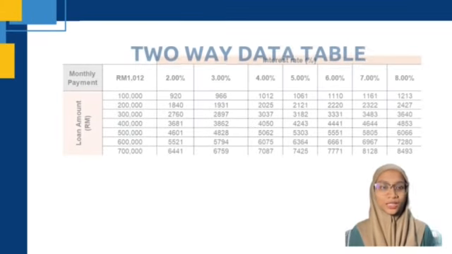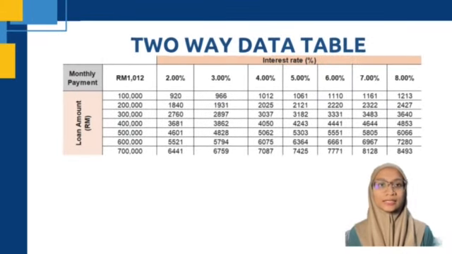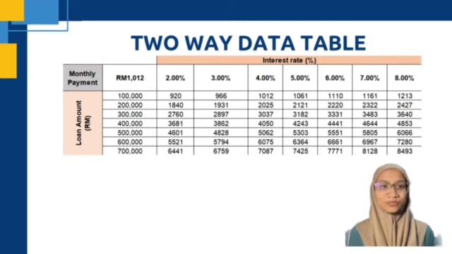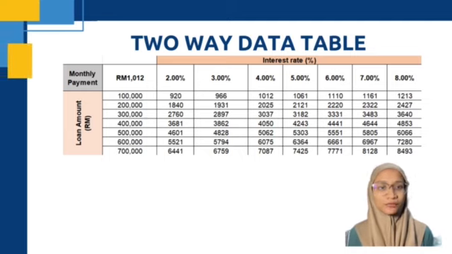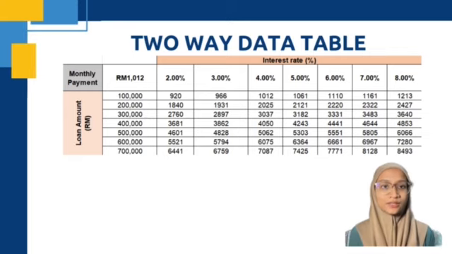To use the table, locate the loan amount in the row and the interest rate in the column. For instance, for a 100,000 ringgit loan at a 4% interest rate, the monthly payment is approximately 1,012 ringgit. This table provides important insights. First, impact of interest rate. Higher interest rate significantly increase monthly payment for the same loan amount.